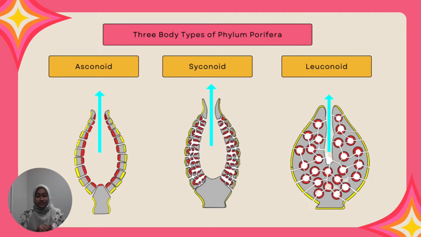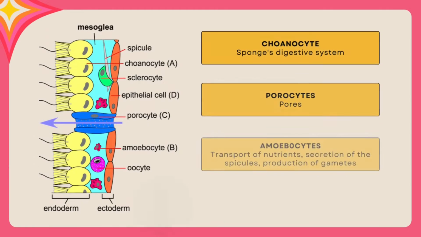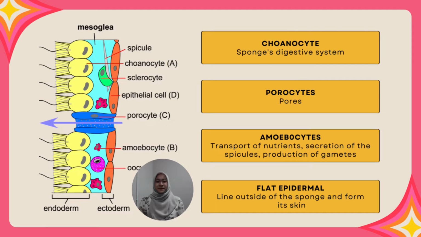Asconoid and syconoid are vase-like, meanwhile leuconoid is shaped like a rock or a lump. Okay guys, we are almost done for my part. Next we will look at the detailed structure of phylum Porifera.